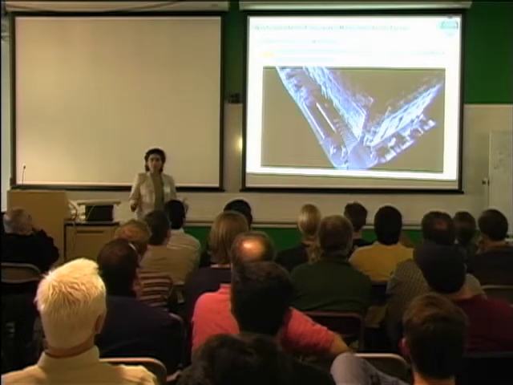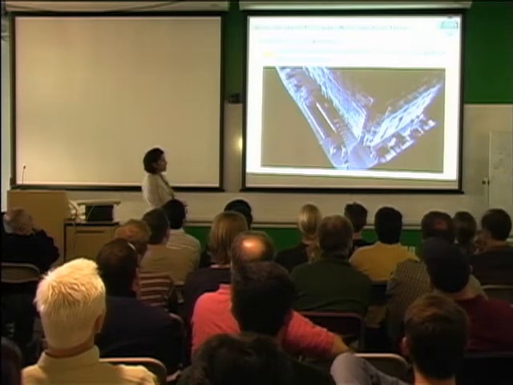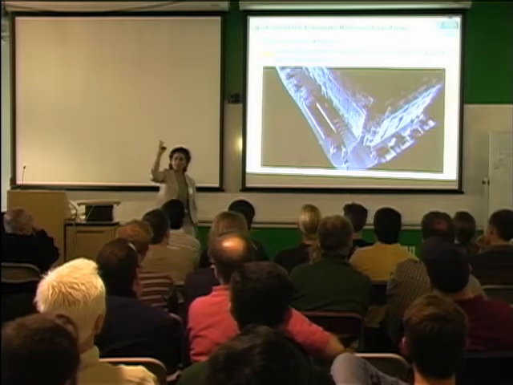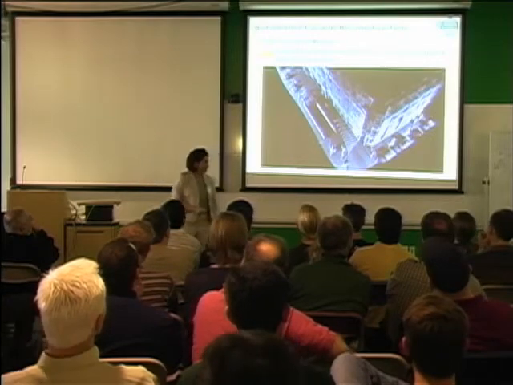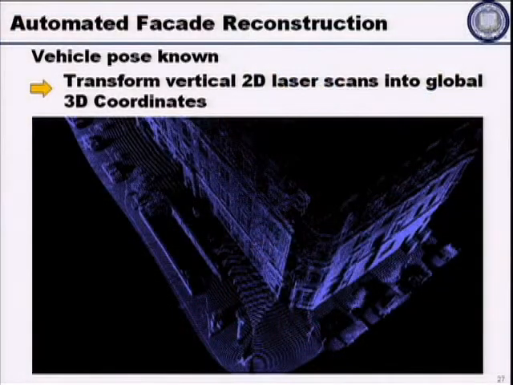And now that you've localized your truck, you can then stack these vertical scans at the appropriate distances from each other and get a point cloud that's shown here. For those of you who are familiar with Berkeley, this is the entrance to the BART station. And so the next thing that you do is, question, yeah.